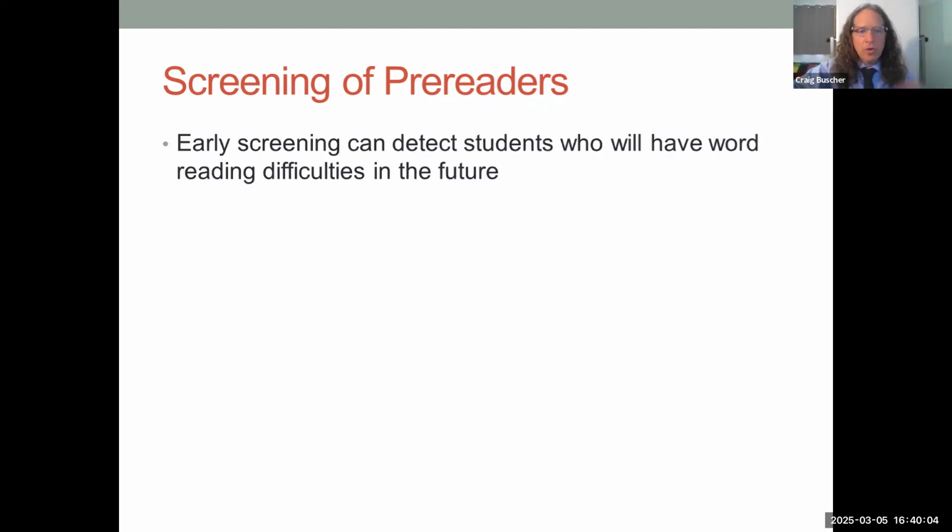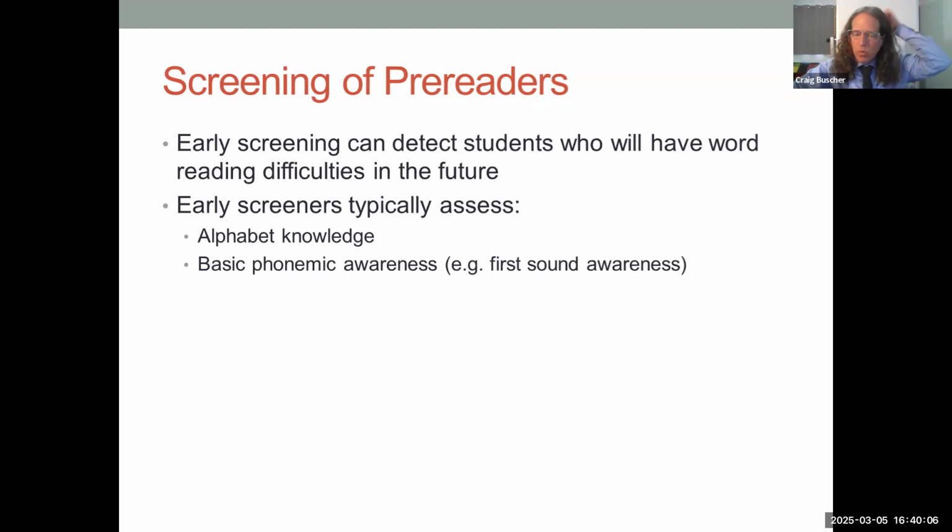In those screenings, we're trying to predict who's going to have the word reading issue in the future. And if we know who that is, then we can do some things early on to help prevent this word reading issue from happening.